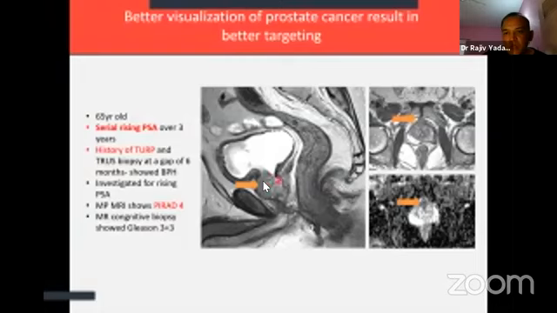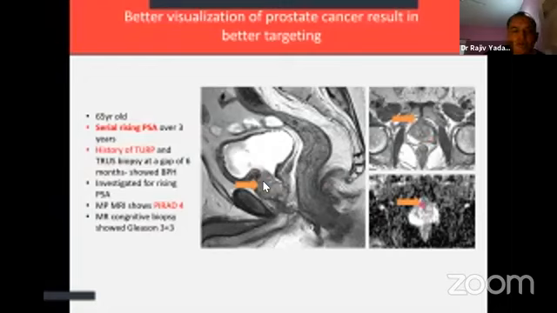Here, the peripheral zone is partly, I would say, not exactly normal, but we may need more images here to say that it is abnormal. But you can see on a diffusion weighted image, on the ADC map, it's a darker area. So MRI showed a PI-RADS 4 lesion. MR cognitive biopsy.